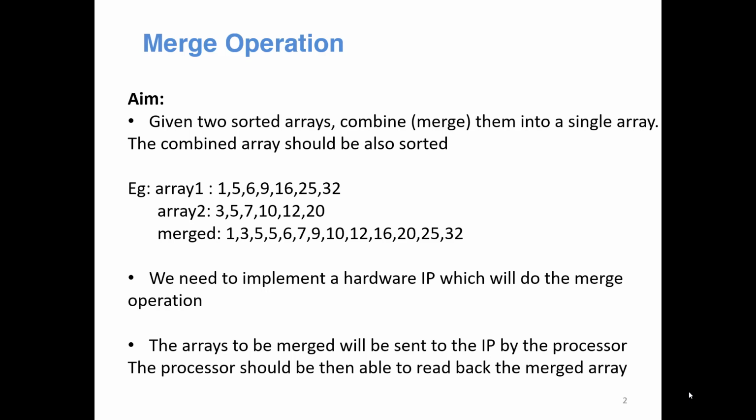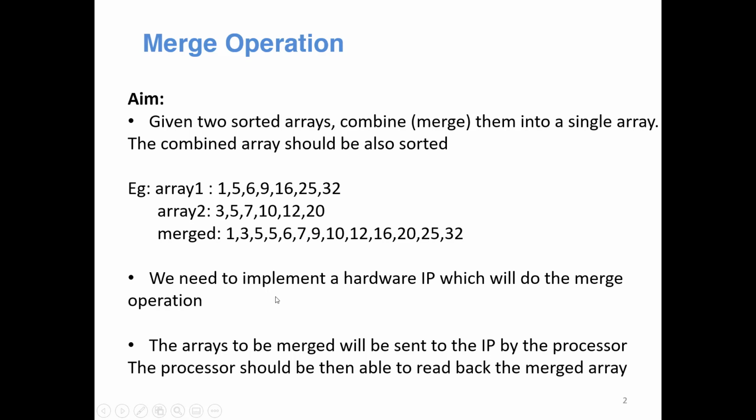So you are given two sorted arrays. So you already have two arrays which are already sorted. In our case, we are assuming ascending order. Your aim is to combine these two arrays and make it into a single array, and this single array should also be sorted in ascending order. For example, if this is my first array and if this is the second array, once I do the merge operation, this should be the resulting array.